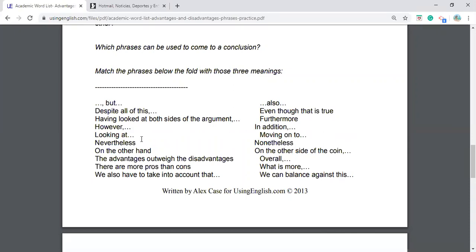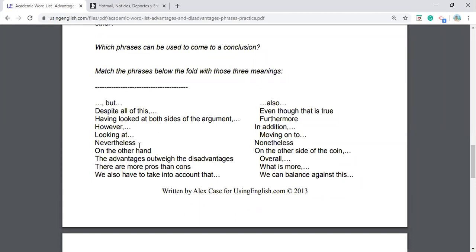Nonetheless, es lo mismo que nevertheless. Nonetheless puede ser utilizado como, déjenme ver, un ejemplo. Les puedo decir un ejemplo de nonetheless. Puede ser sin embargo. Nonetheless, people continue with their normal activities at home, okay?